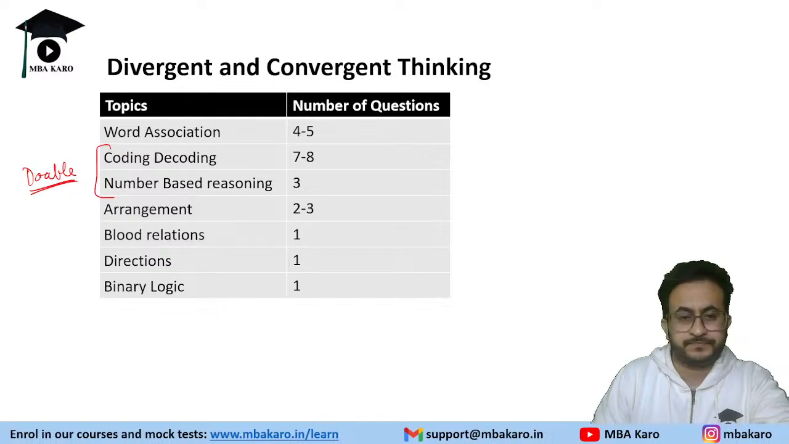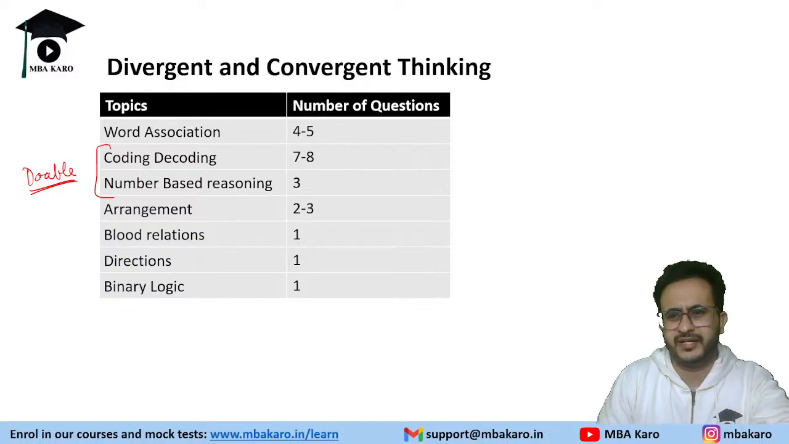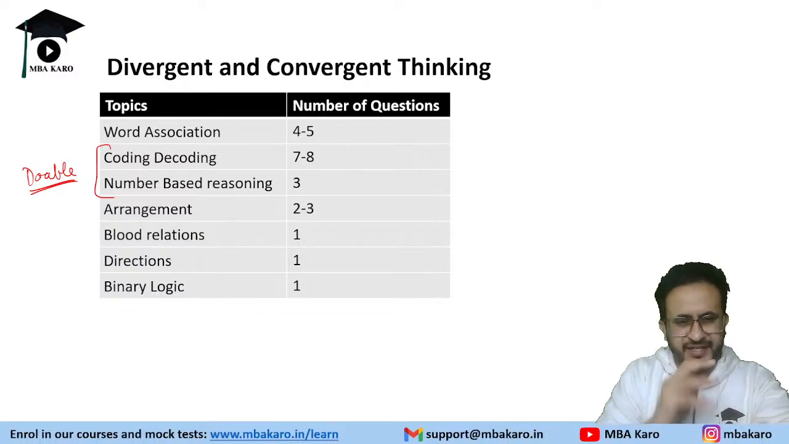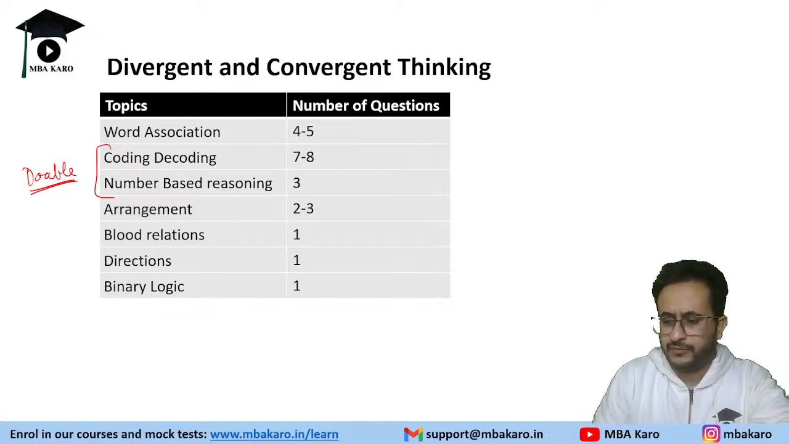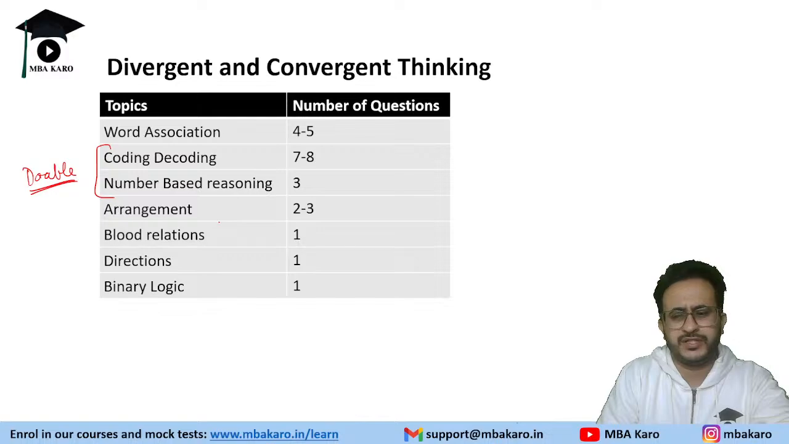Then there was a question where there are seven people who have to be arranged in descending order on the basis of age or something. They had eight options and asked which of the following statements was true. It was also a tricky one. So there were two, three such questions on arrangement.